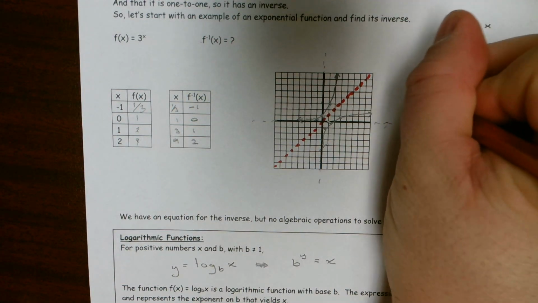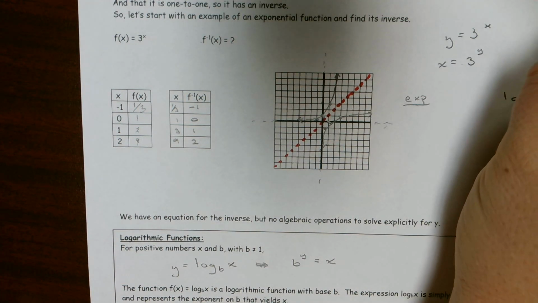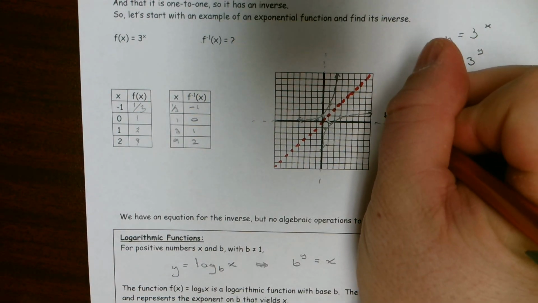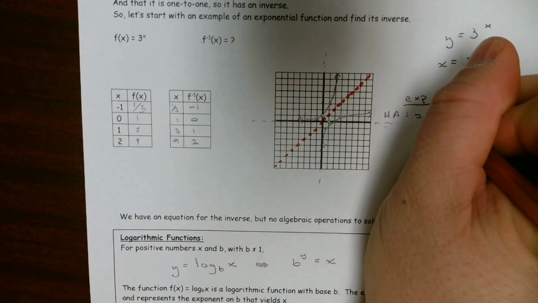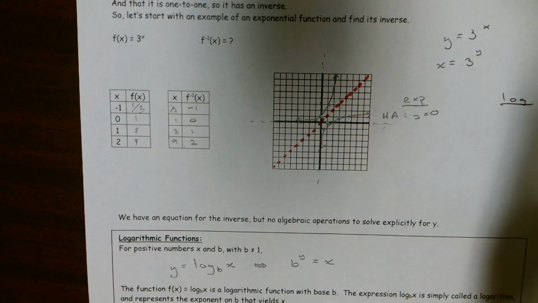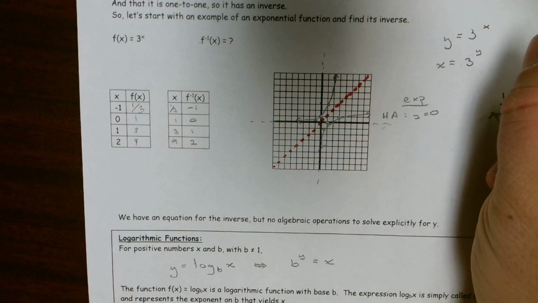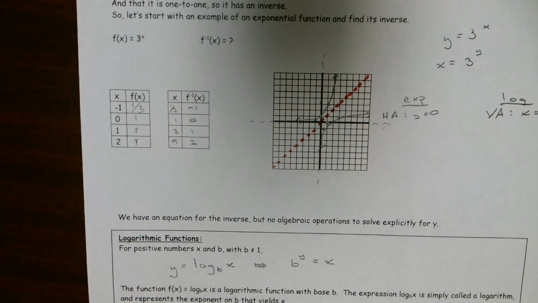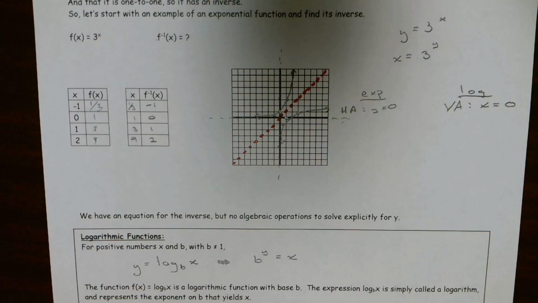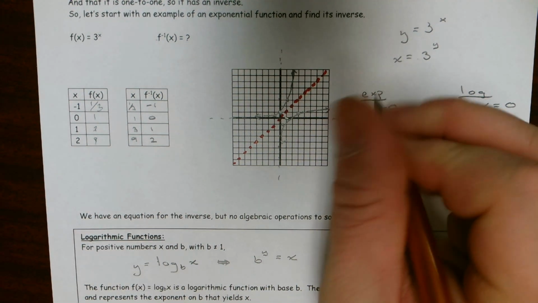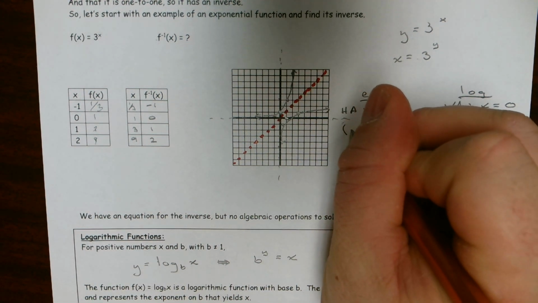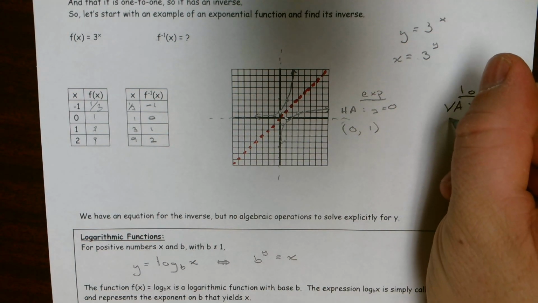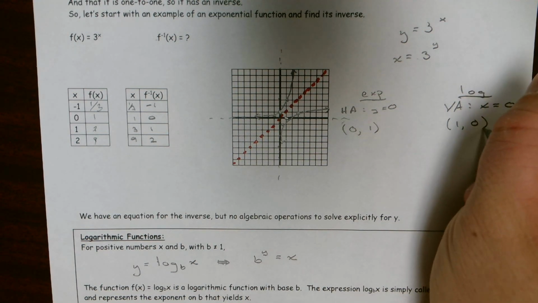Okay, so exponential, log. An exponential has a horizontal asymptote at y equals 0. So its inverse, the logarithm, is going to have a vertical asymptote at x equals 0. And we're obviously going to slide these things around. An exponential has a y-intercept of 0, 1. So a logarithm is going to have an x-intercept of 1, 0.